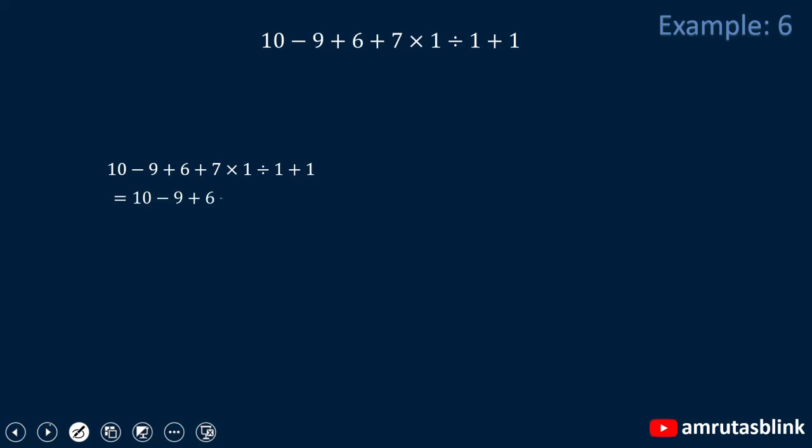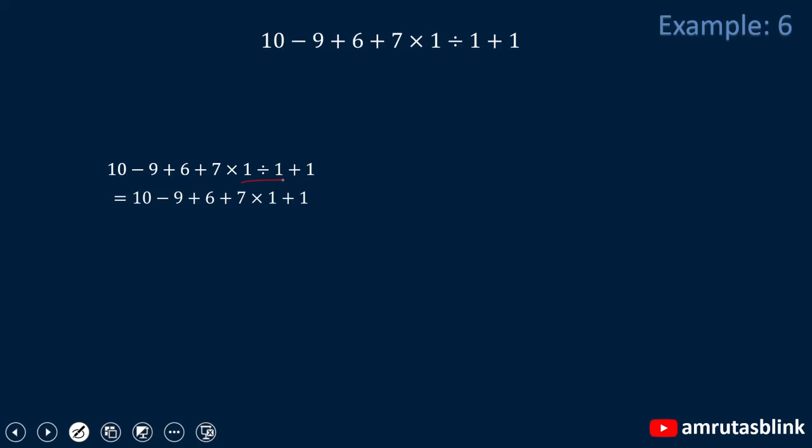We'll move to example number 6 now. 10 minus 9 plus 6 plus 7 into 1 divided by 1 plus 1. We just rewrite the given expression. 10 minus 9 plus 6 plus 7 into 1 divided by 1 plus 1. Now here there is no bracket, no of operator, so simply we'll start with the division part. So we have 1 divided by 1. So 10 minus 9 plus 6 plus 7 into, now 1 divided by 1 is 1 and plus 1 as it is.